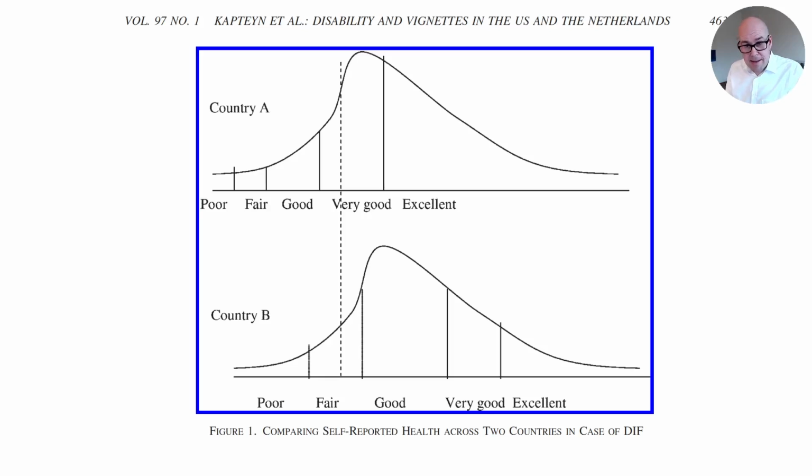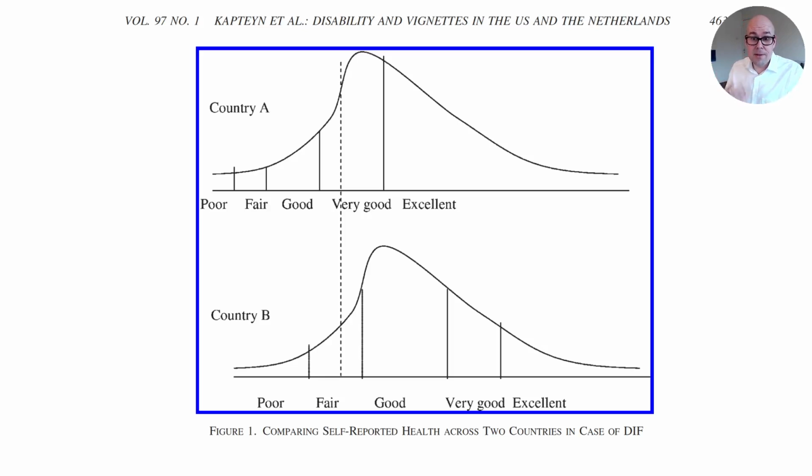What do you see in the data? In the data, you see only the reports. So these are the areas underneath the curves that correspond to the probabilities that a certain report is made, which is then the fraction of reports in the data. So this would be the fraction of people saying that they're in excellent health. So in country B, that is smaller, as you can see, than the fraction of people reporting that they're in excellent health in country A.